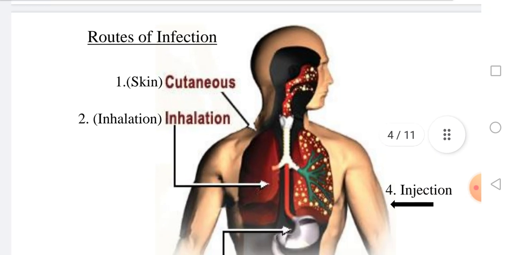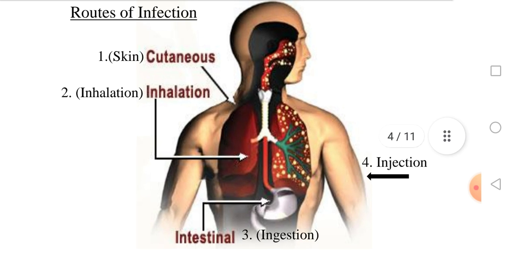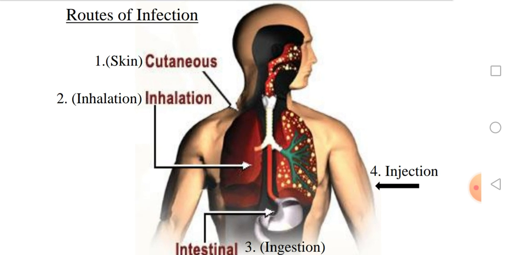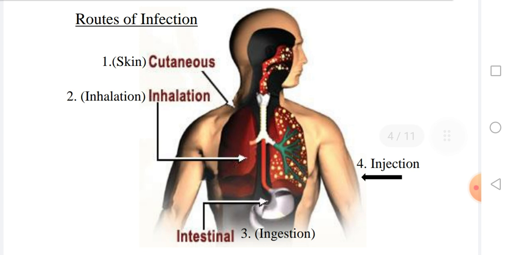Routes of infection. The infection takes place in skin, so there will be skin contact, cutaneous type, inhalation of the spores, intestinal by ingestion or swallowing of the spores, and injection in the drug users.